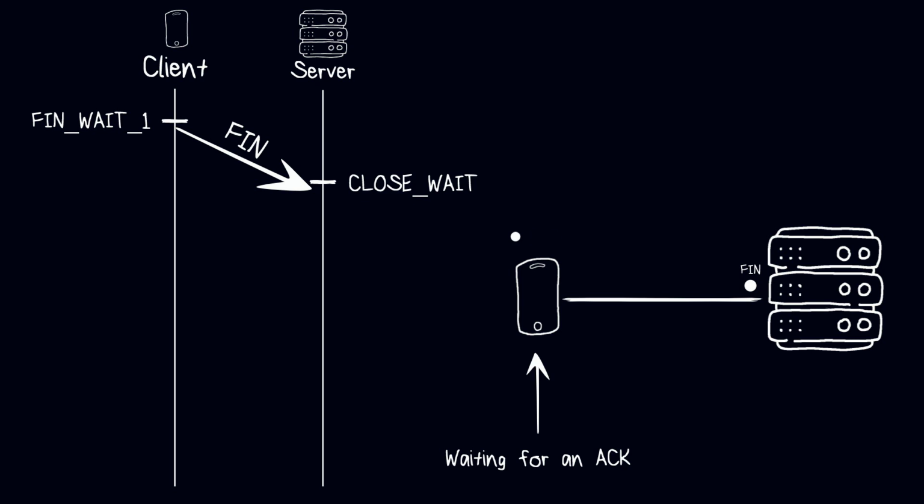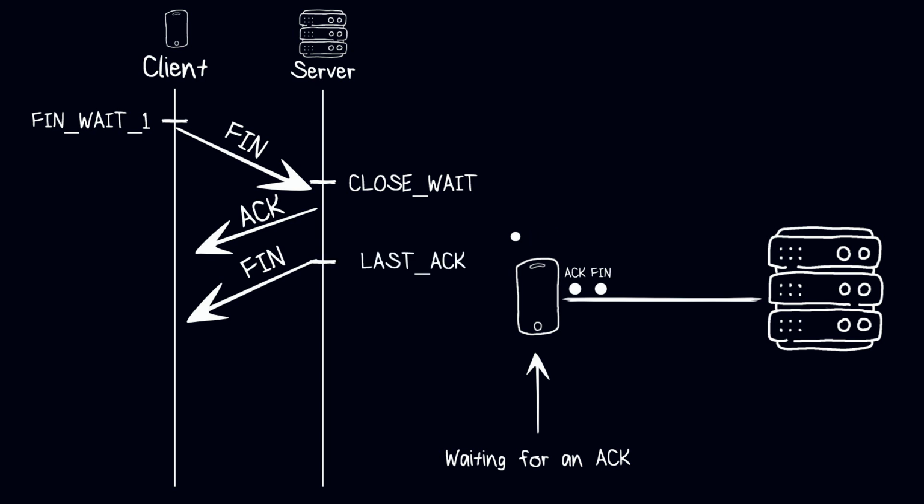In the close wait state, the server has received the FIN segment from the client and sent an ACK segment in response. The server will also send a FIN segment from its side. After that, the server goes into a state called the last ACK state, where the server is waiting for an ACK segment from the client before closing the connection.